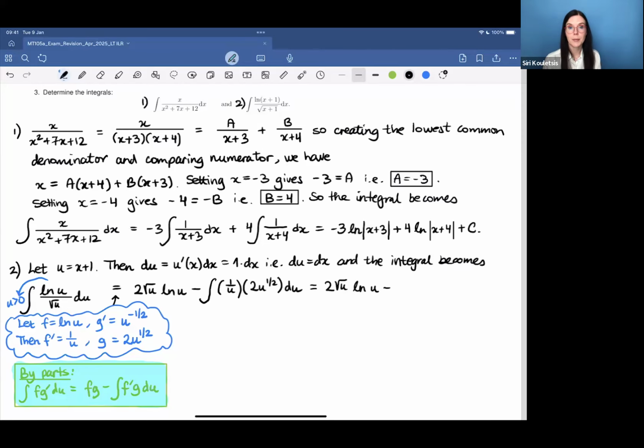So 1 over u is the same as u to the power of minus 1. Well, first of all, the 2 can come outside. So 1 over u to the minus 1 times u to the half. That's just properties of powers now. That becomes, we add the powers together. So minus 1 plus 1/2, it's u to the minus a half.